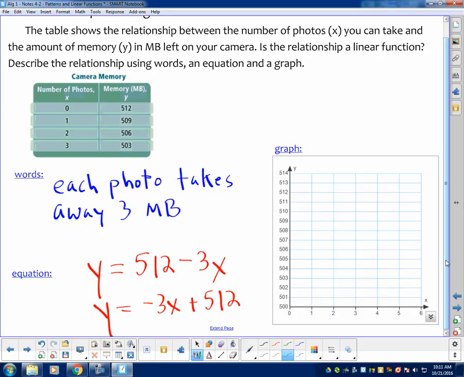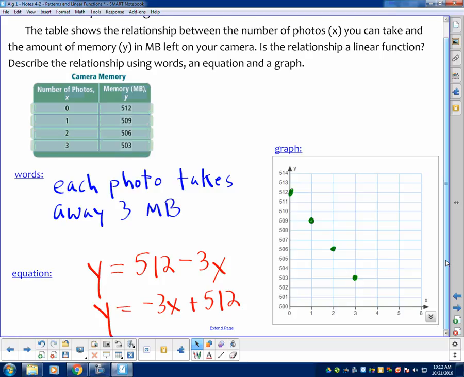So then this graph is going to be a linear one. It's going to look like that one in the video. It starts up at 512, and when I plug in 1, I get 509, and then if I plug in 2, I get 506. Plug in 3, I get 503. So that one's coming down. I already set up the XY axis.